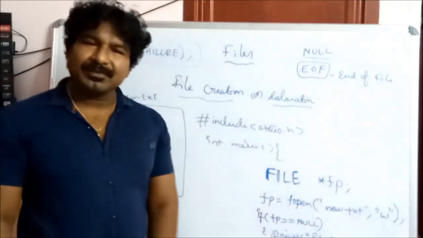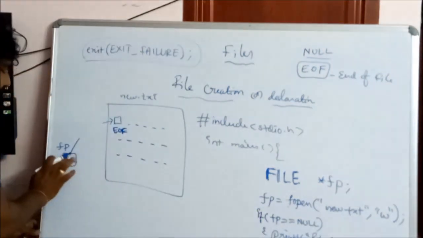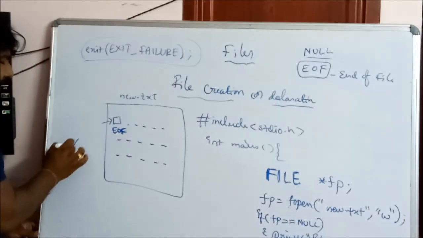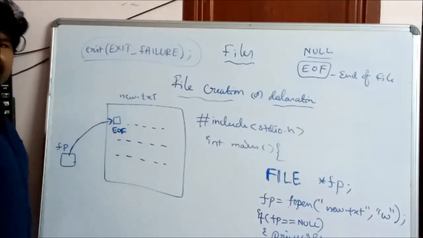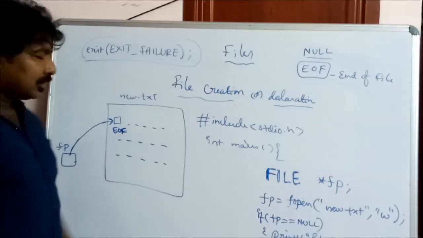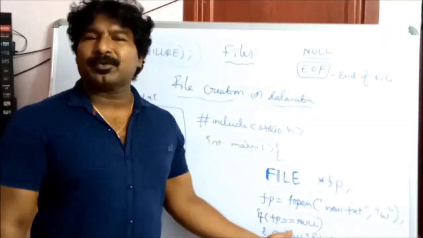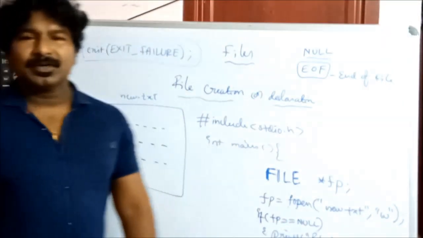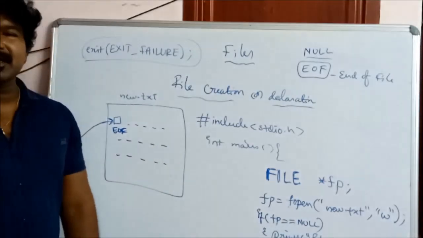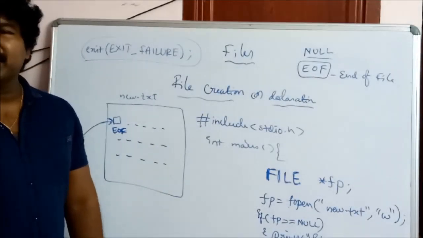If the file is successfully created, this fp will successfully point to the first byte of your file. So there won't be any null value, so this condition will be false, and your program will continue its execution. Okay friends, so this is what happens when you open a file.